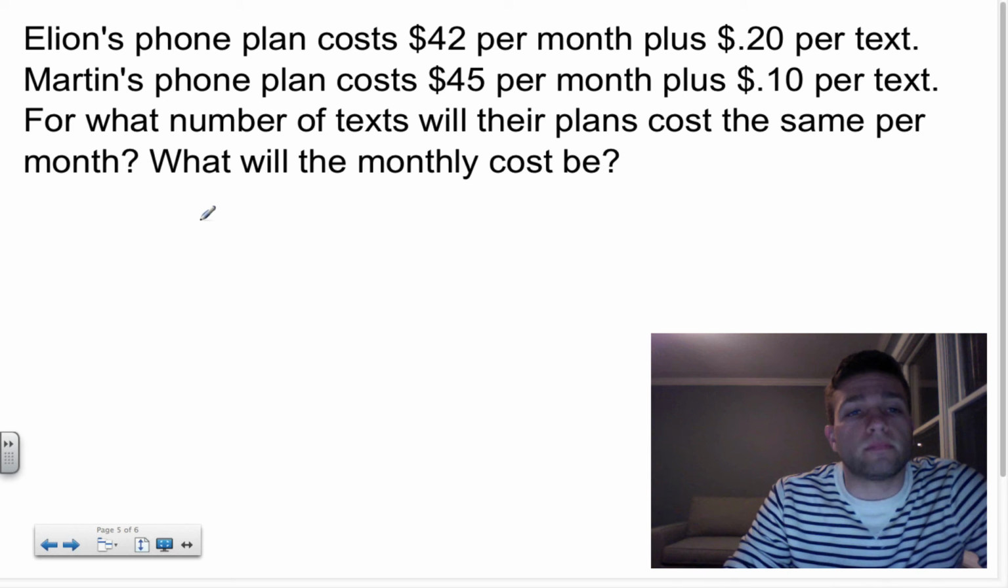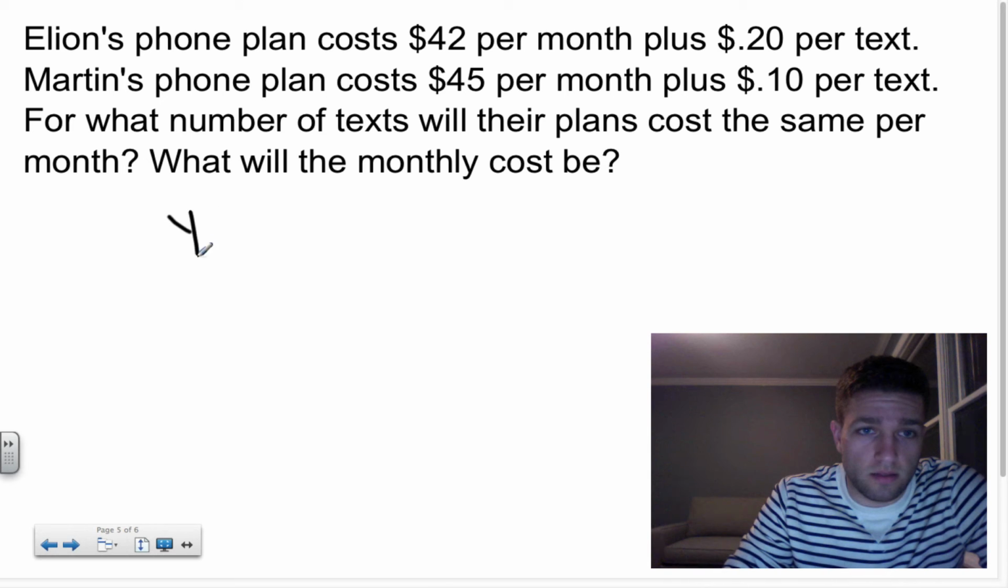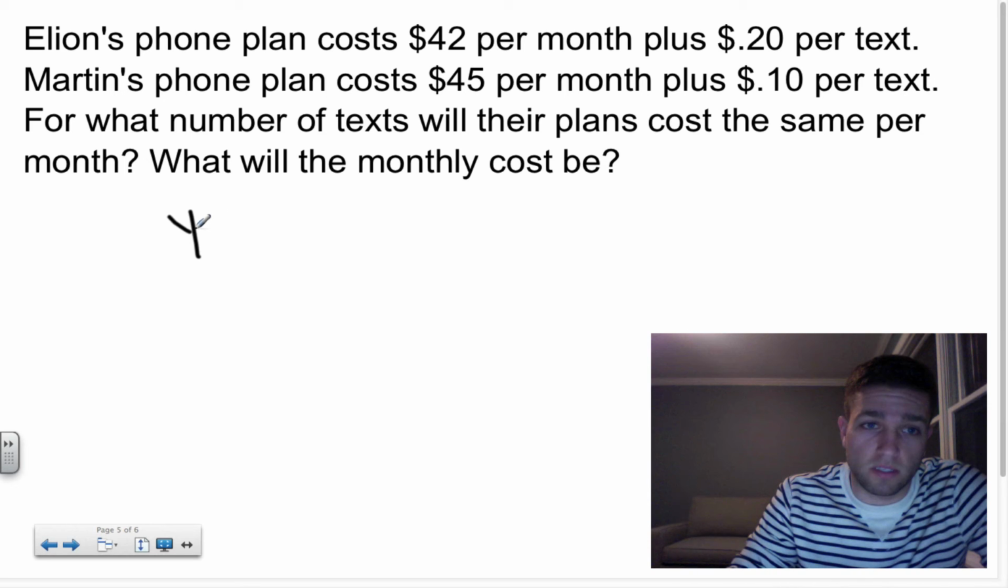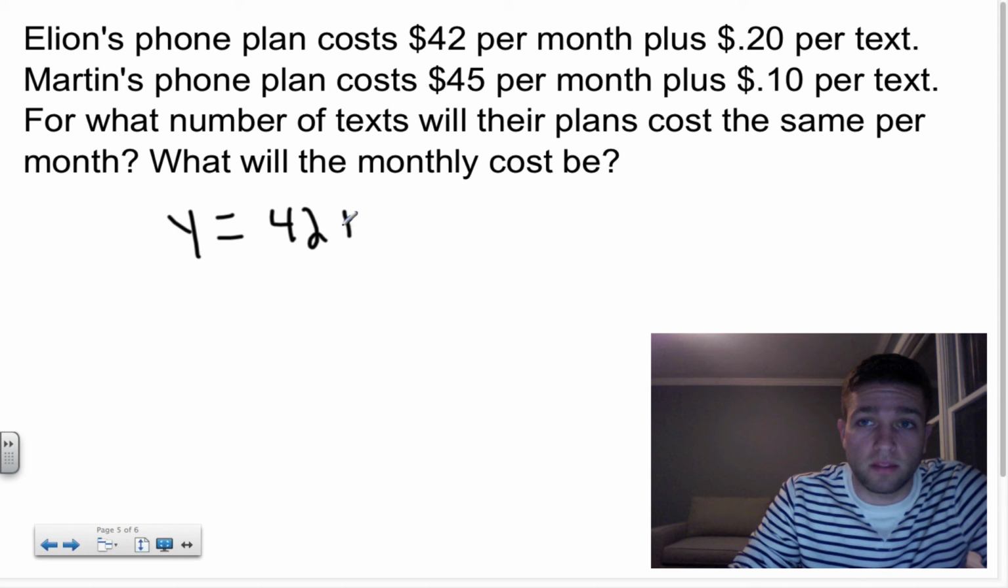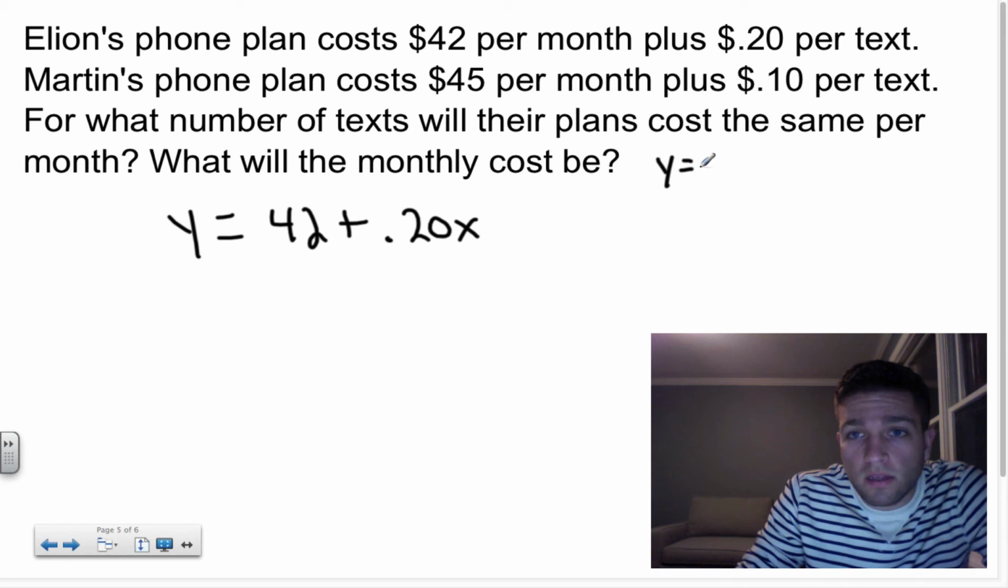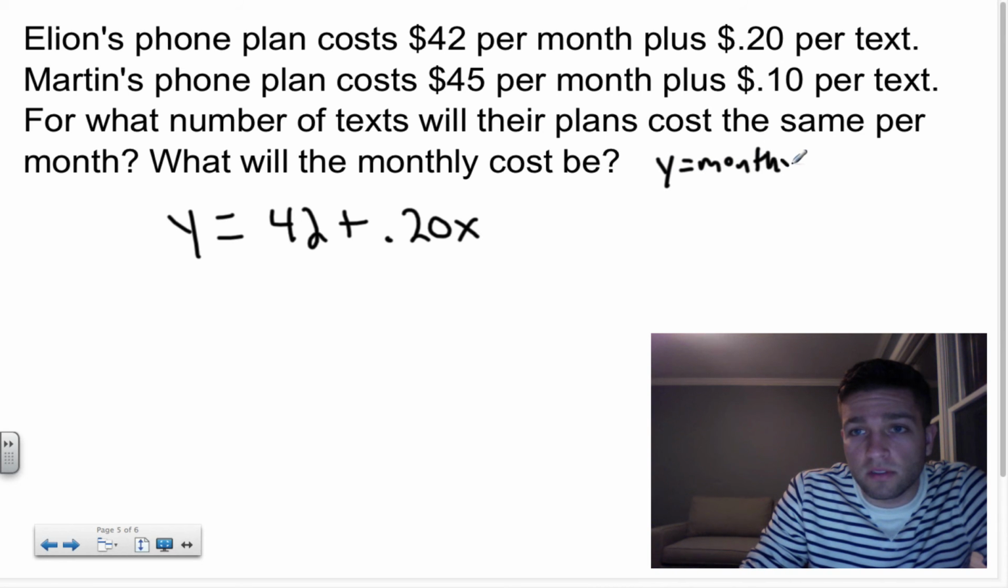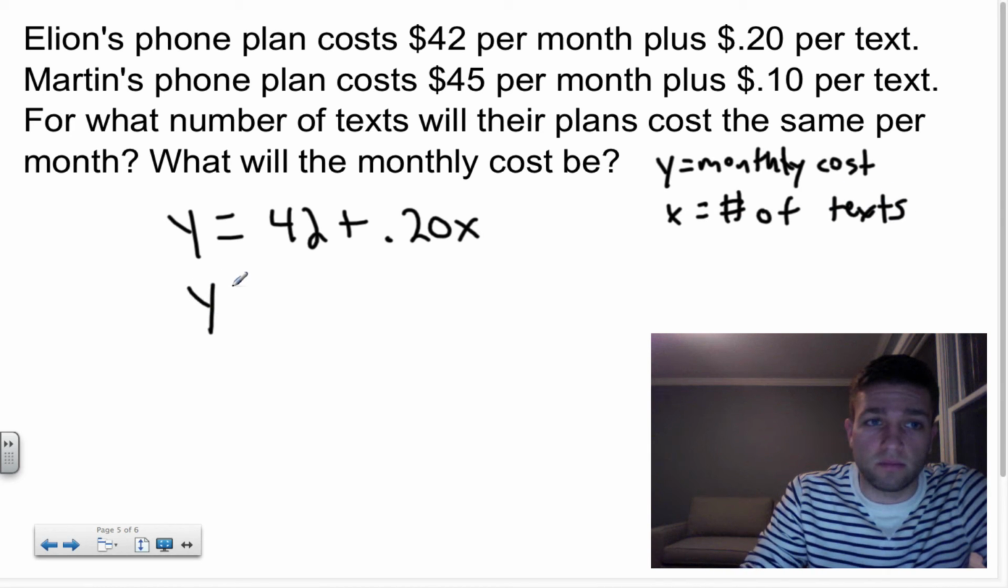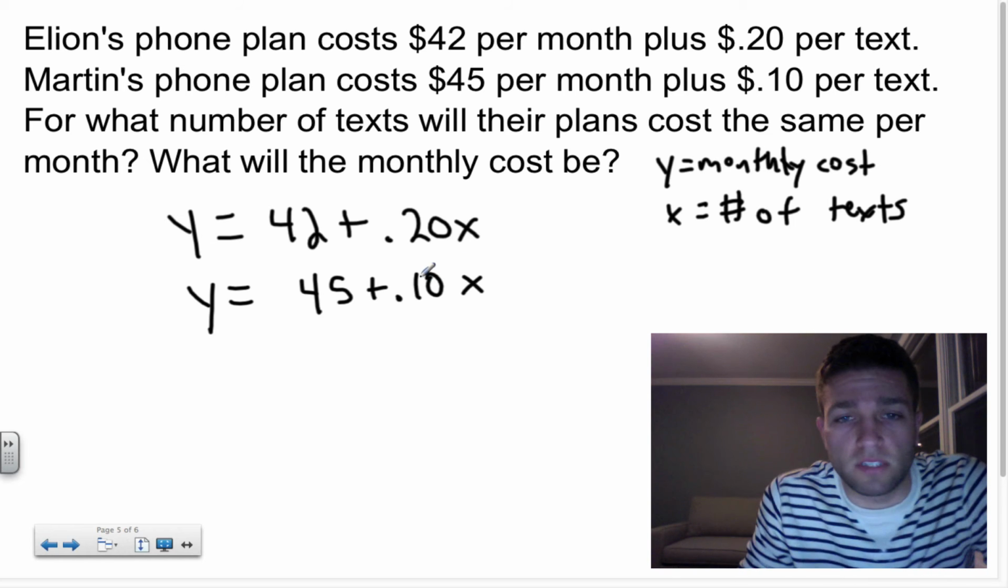Well, I know that for one of the plans, the cost, which I'm going to call y, is equal to $40 per month plus 20 cents per text. And I'm just going to define my variables over here so I know what they stand for. Okay. So that's for one of the plans. The other one, Martin's, he pays $45 per month but he pays less money per text.